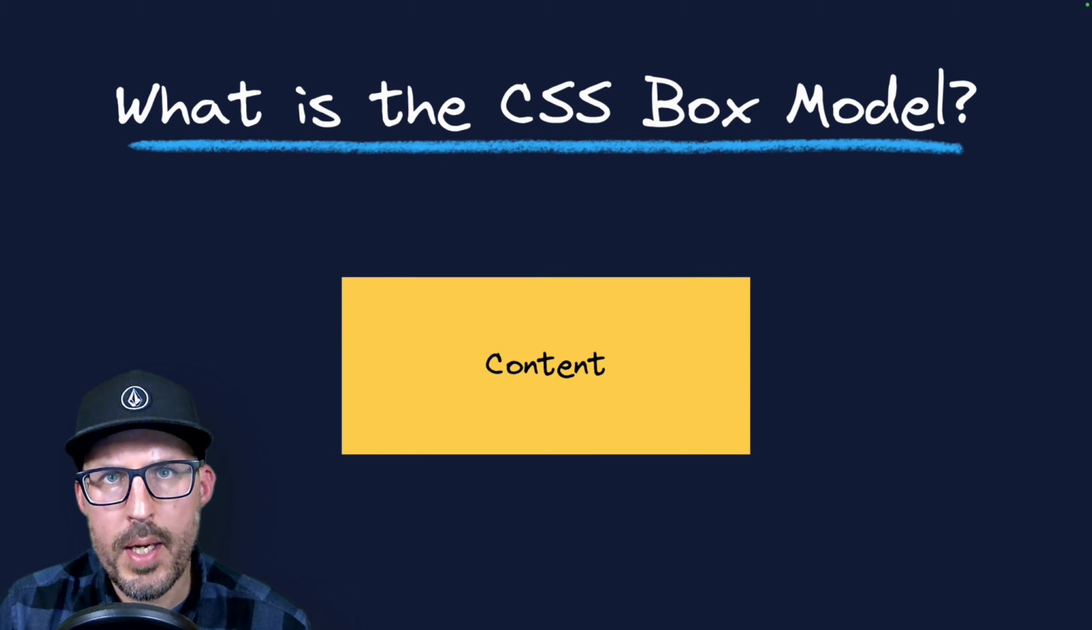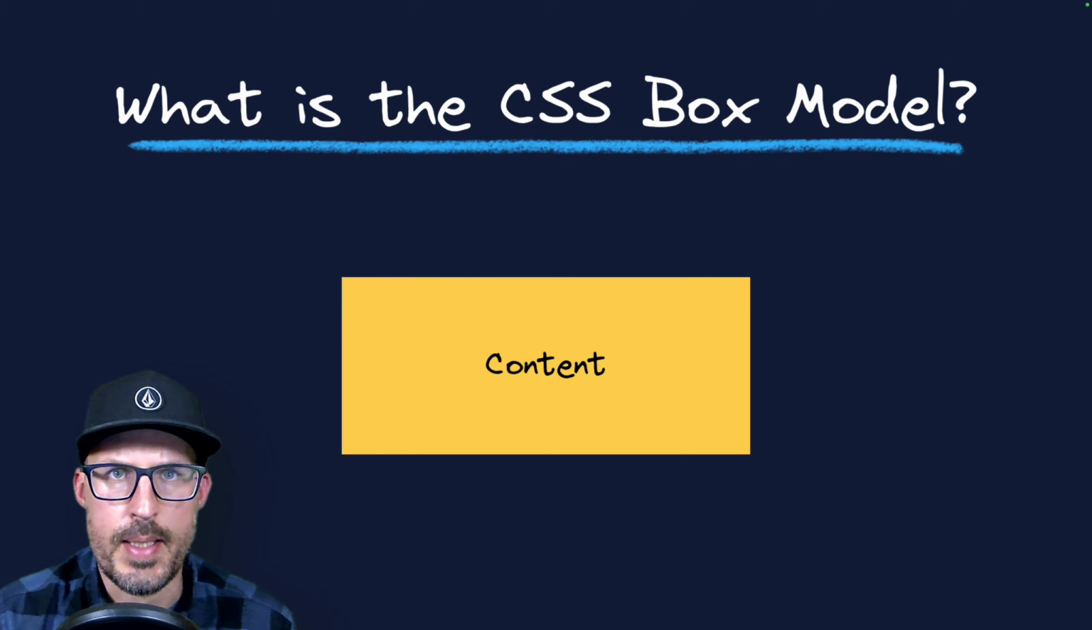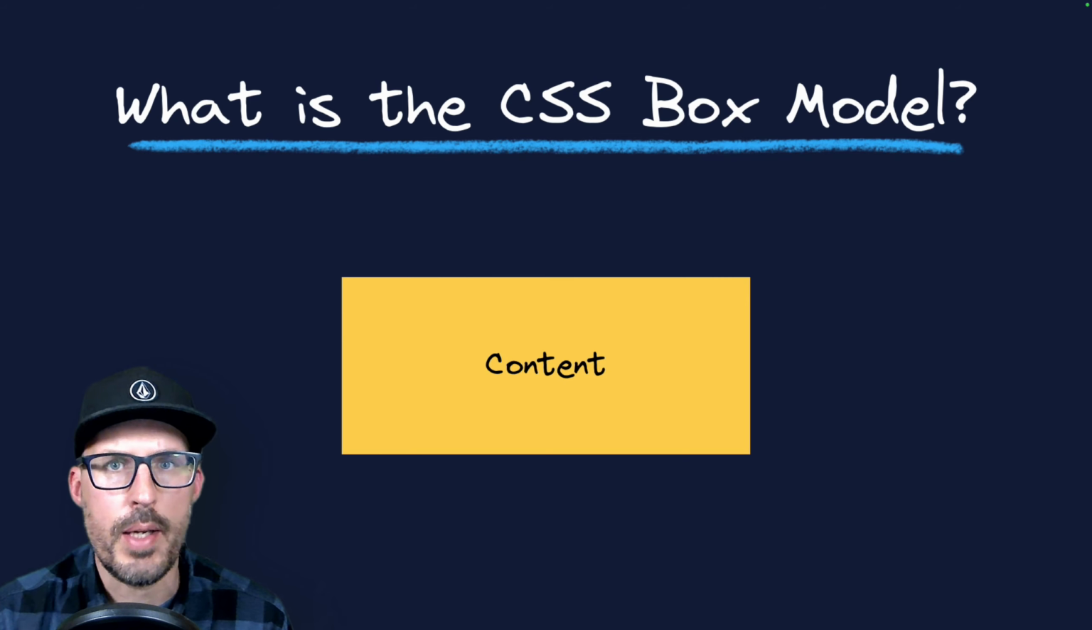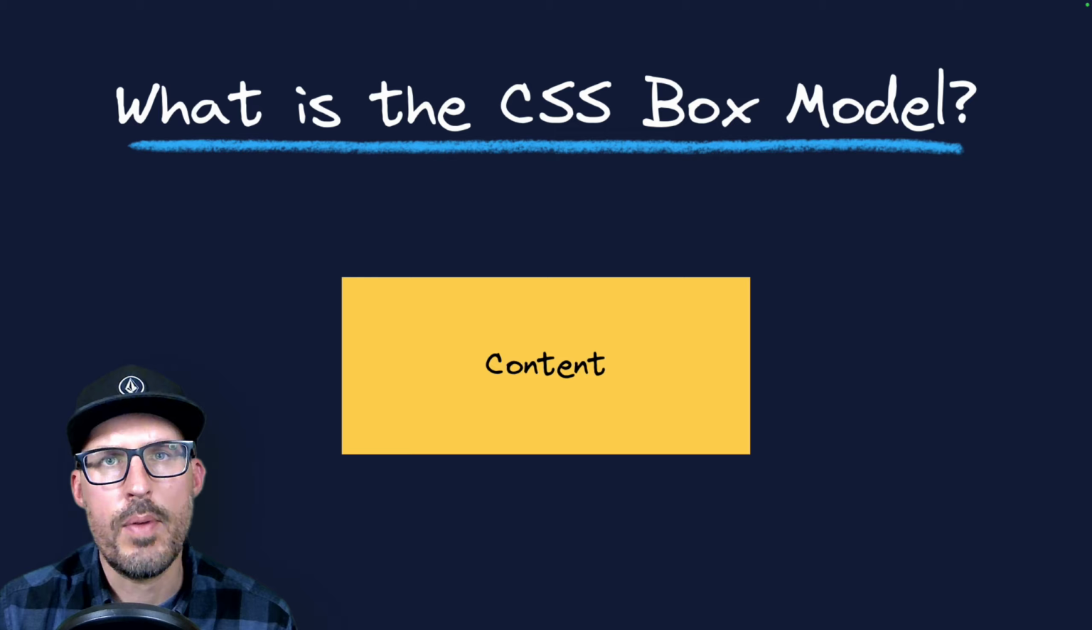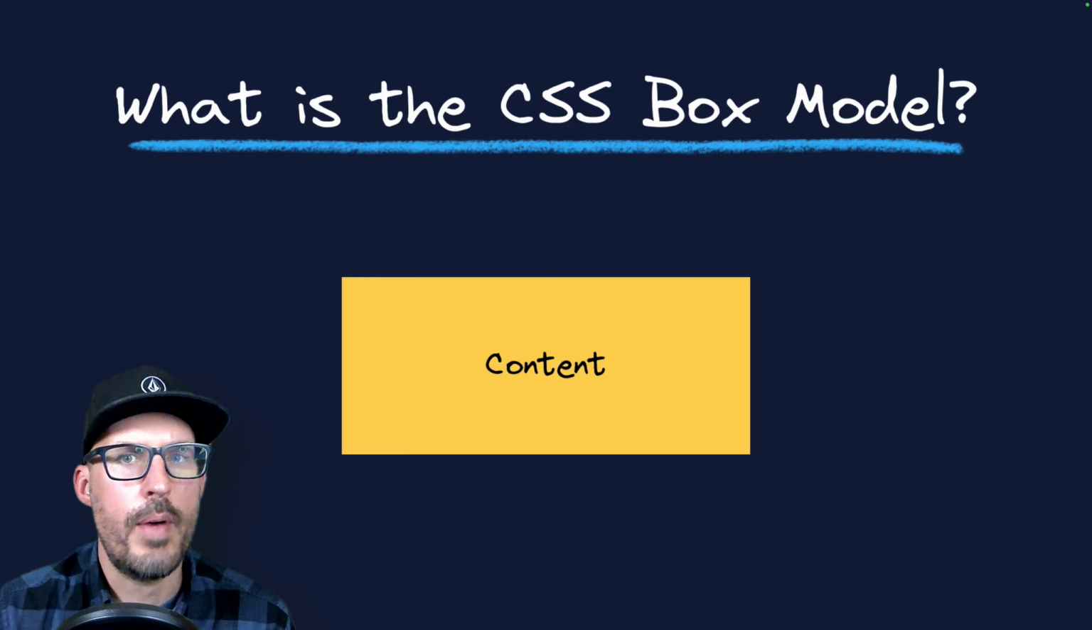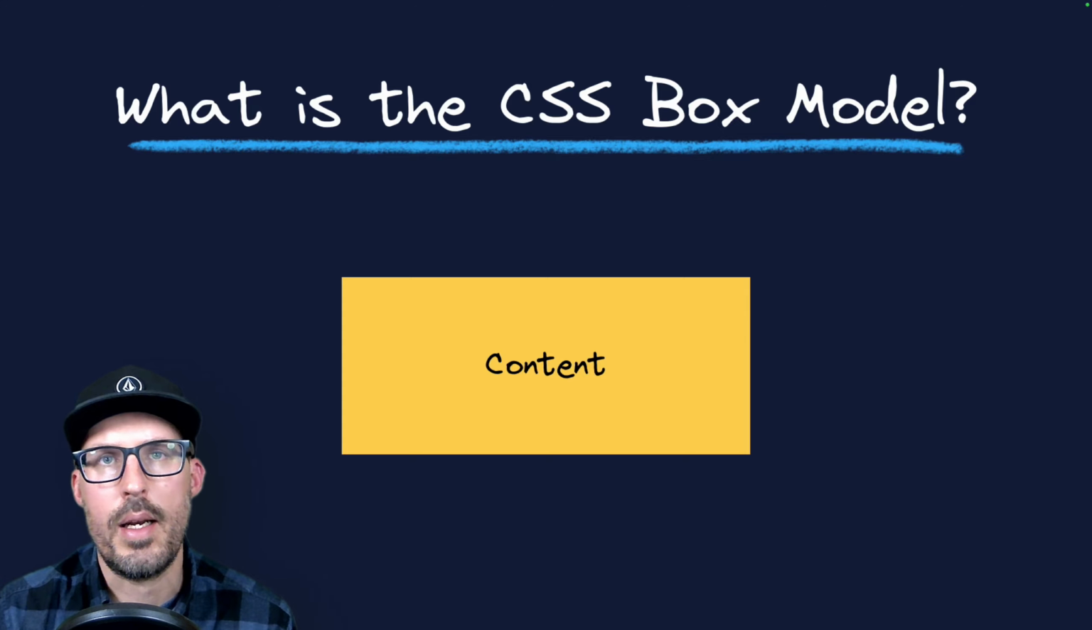All right, so let's go ahead and talk about the different parts of the CSS box model. So first we have the content, and the content is what goes inside the box. Now this could be text, it could be an image, or it could even be other boxes, aka elements. Now, if we think in terms of a physical box, it's the thing or things that we are going to put inside of that box.